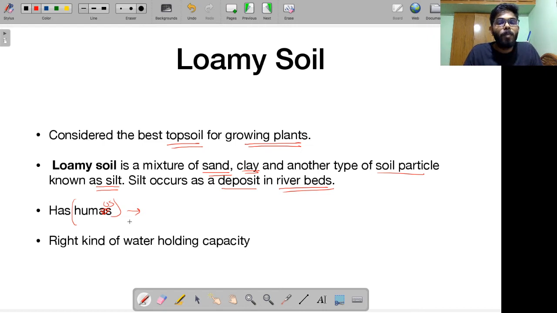Remember, something special about loamy soil is that it has the right kind of water holding capacity. If it is too porous, then all the water seeps through to the next layer. That means not enough water is left in the soil. Soil moisture is not enough to support the plant. Similarly, if it has too much water holding capacity, then what happens? If it is holding on to too much water, this can create a situation like flooding. Either situation is not favorable. The right kind of water holding capacity is found in this loamy soil.